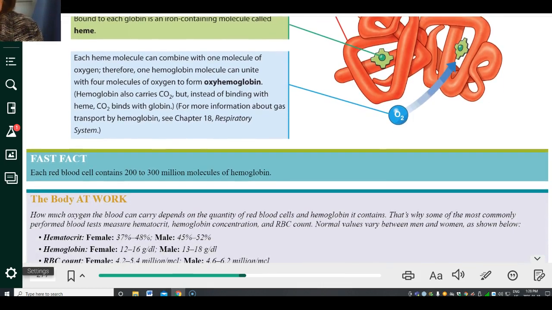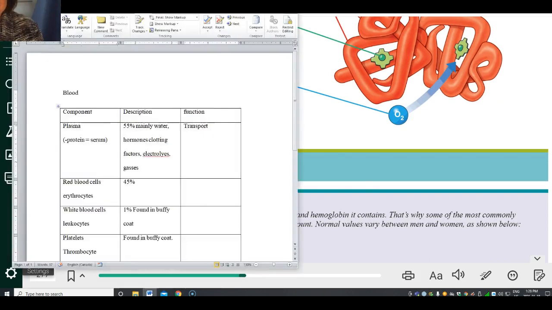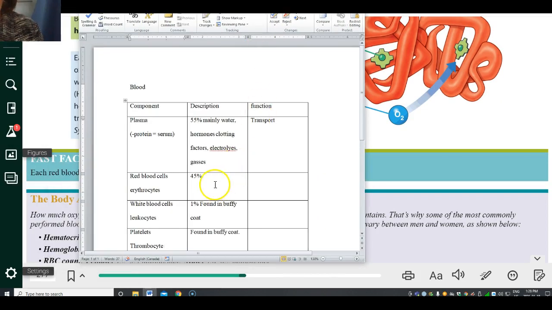Okay? So let's summarize our red blood cells. Our red blood cells, the description, have no nucleus, as the nucleus is put out at the end. They're called biconcave discs, or they're kind of like dented in the middle. And the function is to carry oxygen.